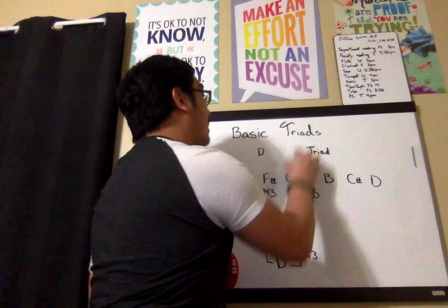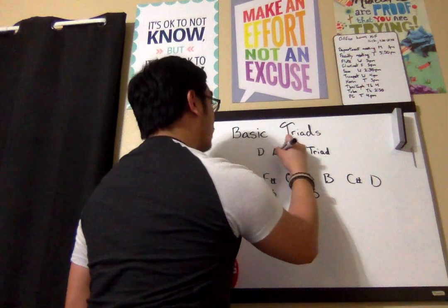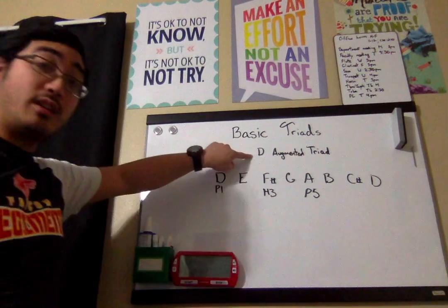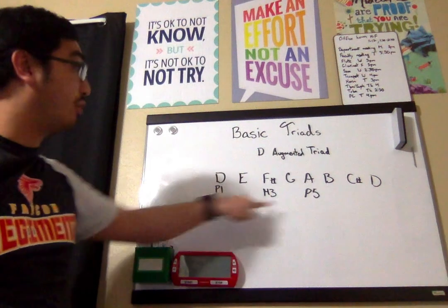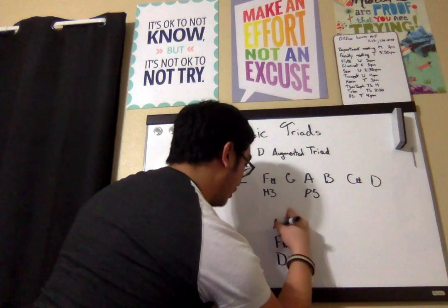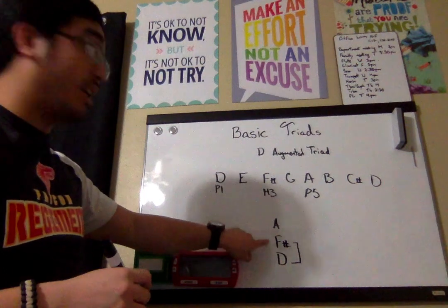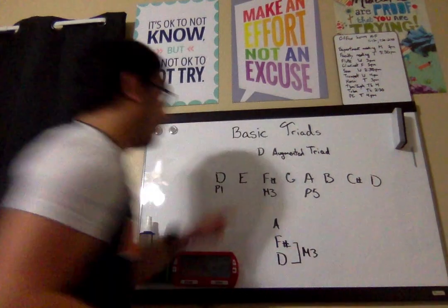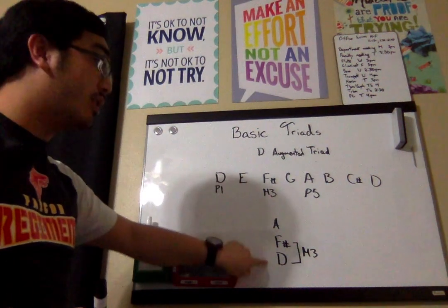Last one, augmented. We've identified our keynote. We've built our major scale. We're pulling scale degrees 1, 3, and 5. For an augmented triad, we want a major third from root to third. In the scale, the third is already major. We don't have to change anything here.